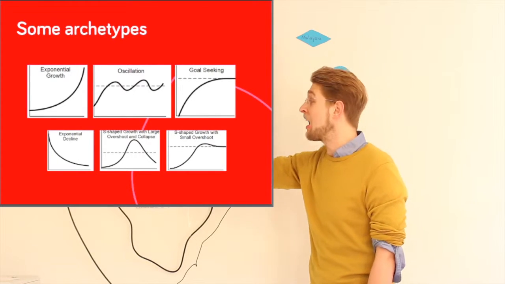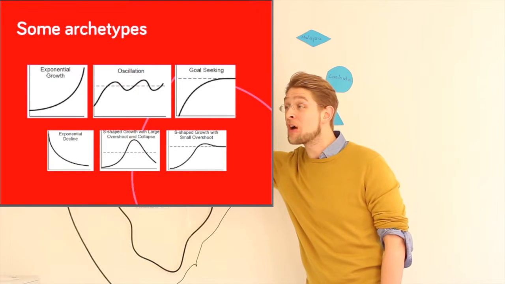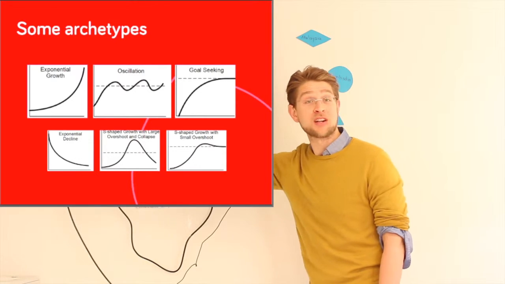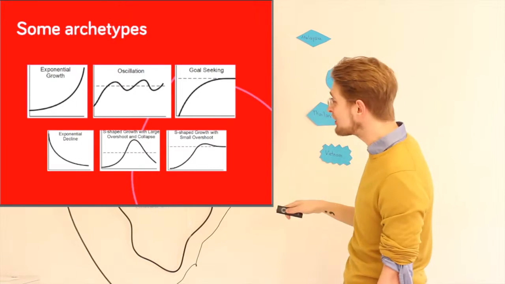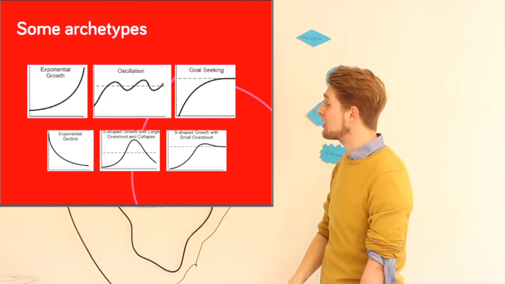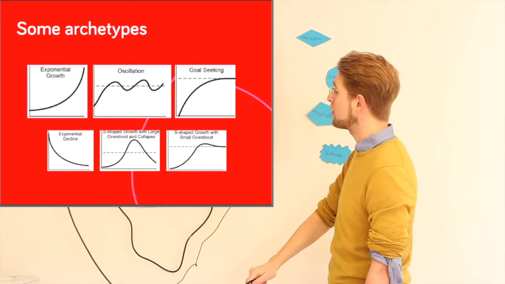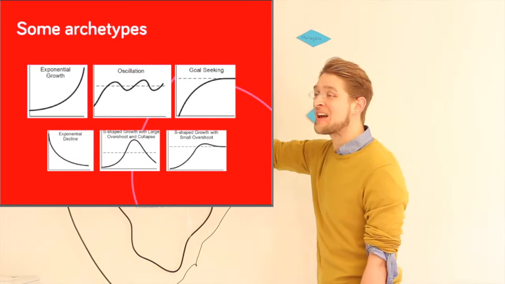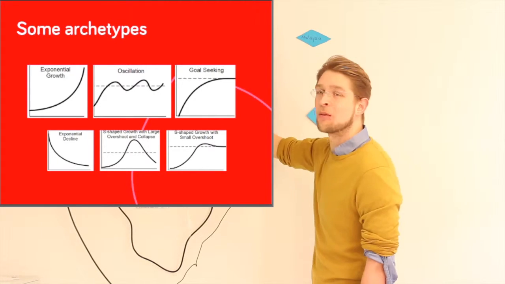So obviously a system where the primary driver is a reinforcing loop is going to go for exponential growth or exponential decline, because it's just going to keep going round and round. A system in which there's a balancing loop as well is either going to tend towards that goal, or if it has a delay in it, it's going to oscillate in some way.